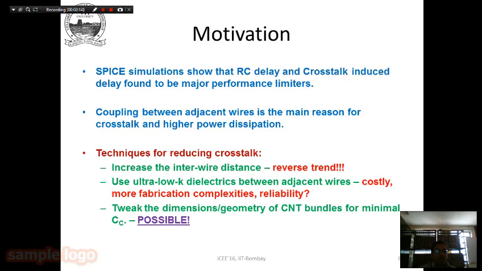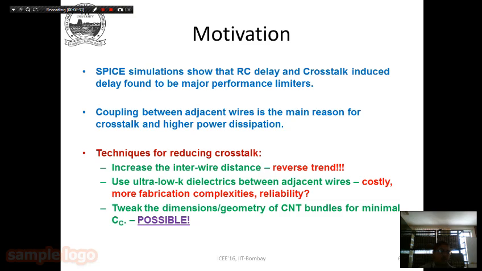So the motivation of this work is that SPICE simulations show that RC delay and crosstalk induced delay are found to be the major factors that limit the performance. Coupling between adjacent wires is the main reason for crosstalk and high power dissipation.